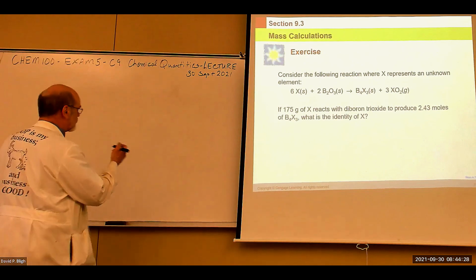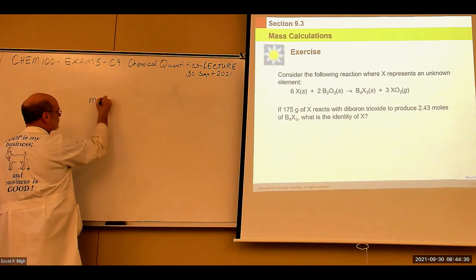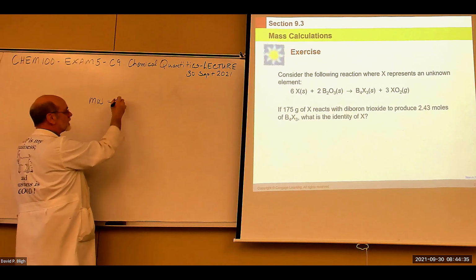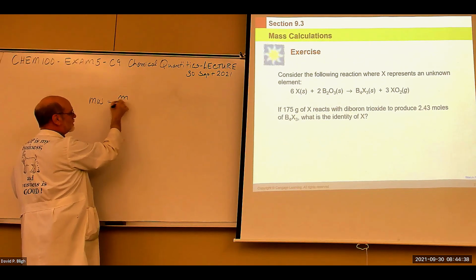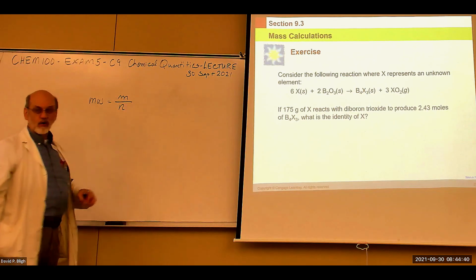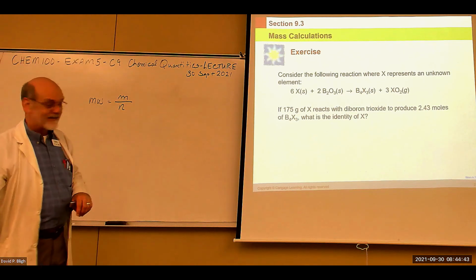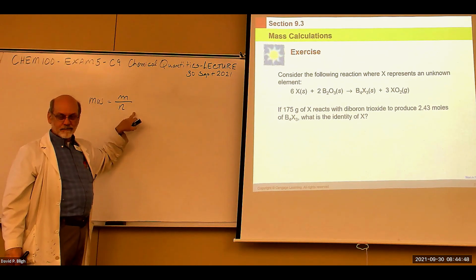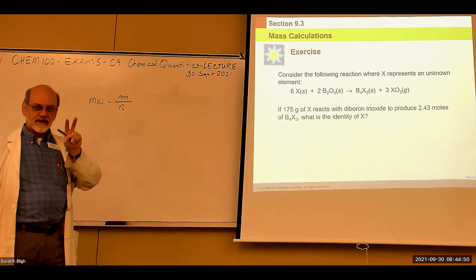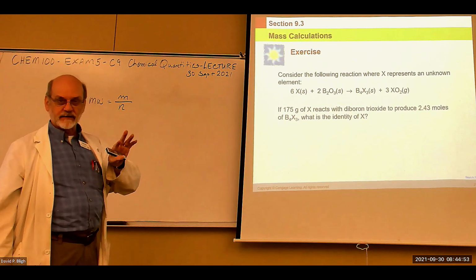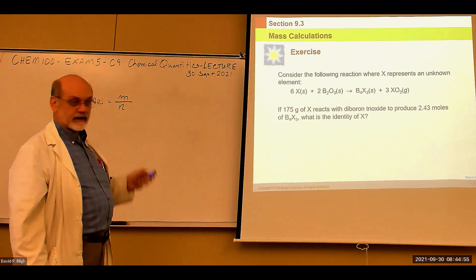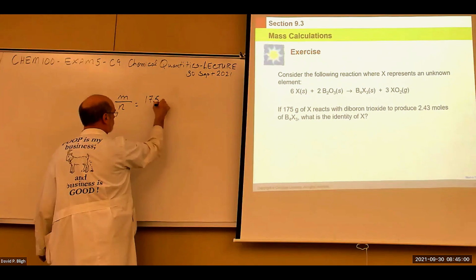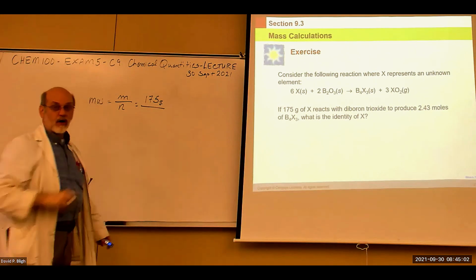So what do we need to determine the molar mass? And I abbreviate that MW for molecular weight. You need to know the mass per moles, right? So if you have a mass of an element, how many moles does that represent? We need those two factors, the mass and the moles that goes with it. Here we have the mass already, 175 grams. What we need is moles.